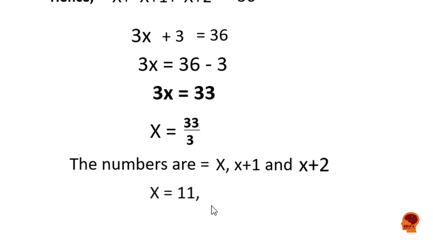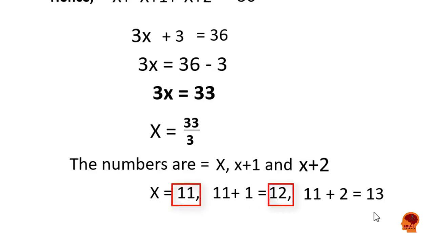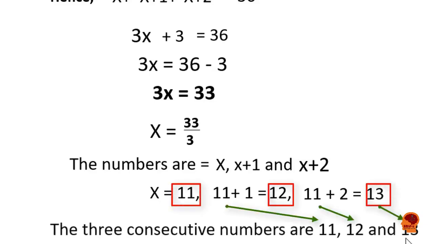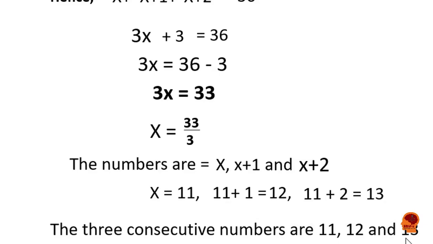So if x equals 11, we add 1 to x. Okay, and then you have what? 12. And then we're going to add 2 to x. Don't forget that our x is 11, and then we're going to have what? 13. So now our 3 consecutive numbers are 11 here, 12 here, and what? 13 here. So this is how to solve word problems leading to linear equations.